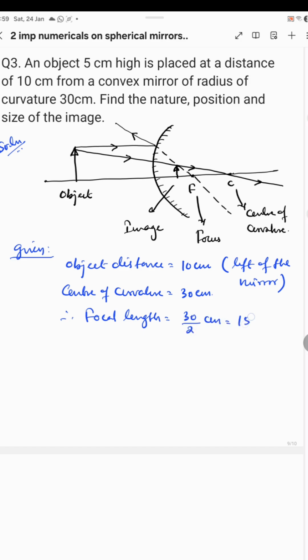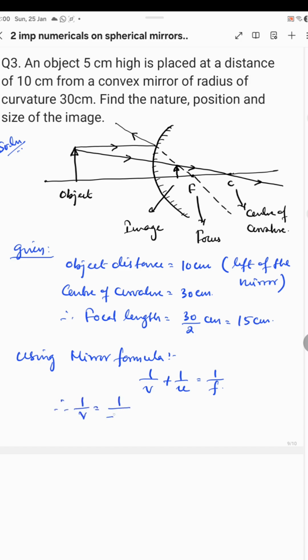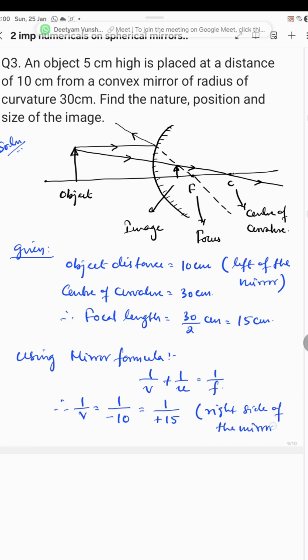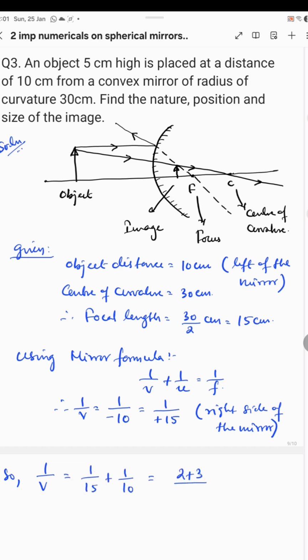Now using the mirror formula, 1/v plus 1/u is equal to 1/f. Here the focal length is taken positive because it is on the right side of the mirror. And substituting the values, we get distance of the image as 6 centimeters. And this is on the right side of the mirror, so we take it as a positive distance.